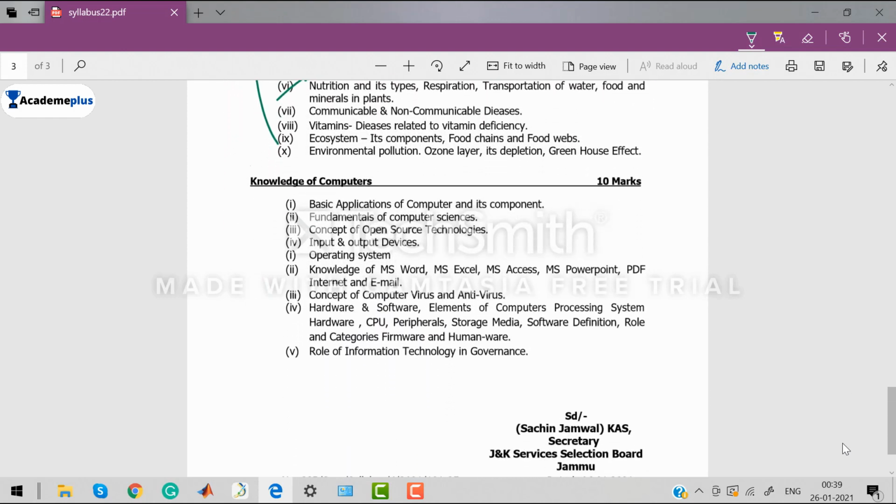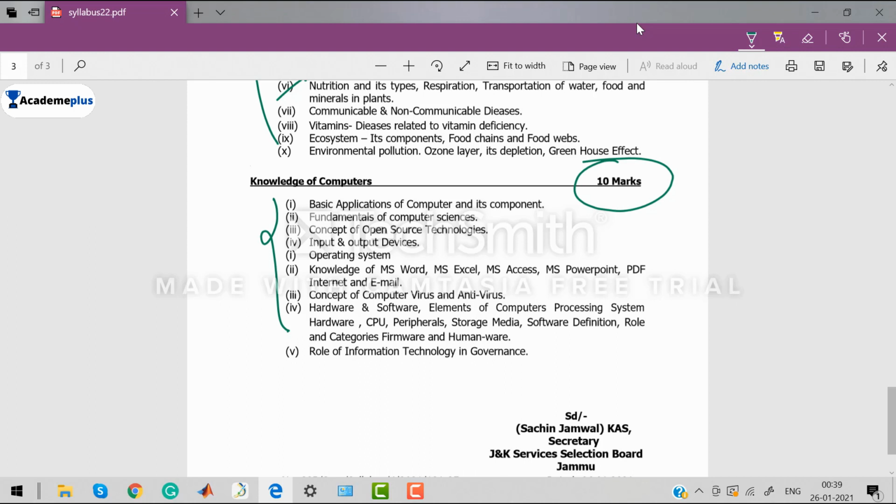Then the last but not least is your computer sciences, right? So we are having almost 9 topics mentioned here, the numbering is wrong. So 10 marks are there. It's a very easy portion. Computer science is a very easy portion for all of us, because nowadays we all have a phone, a mobile phone, a cell phone. That's a part of computer.